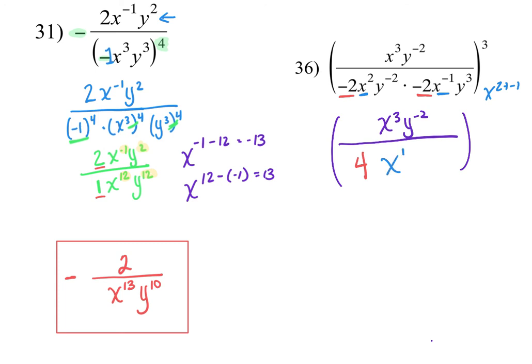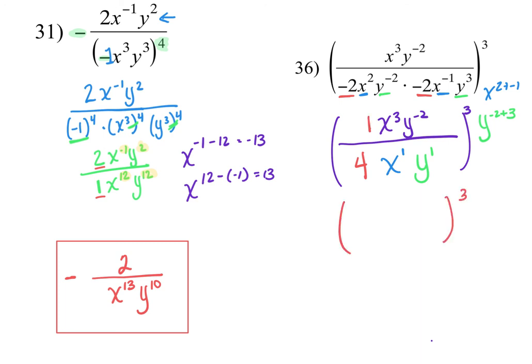All right. And then my y's. I have y to the -2, y to the third power. So I have y to the -2 plus 3 on bottom there. What's -2 plus 3? 1. Okay. And this whole thing is being taken to the third power. I still have more simplifying I can do on the inside. Okay, so let's look at just the inside.